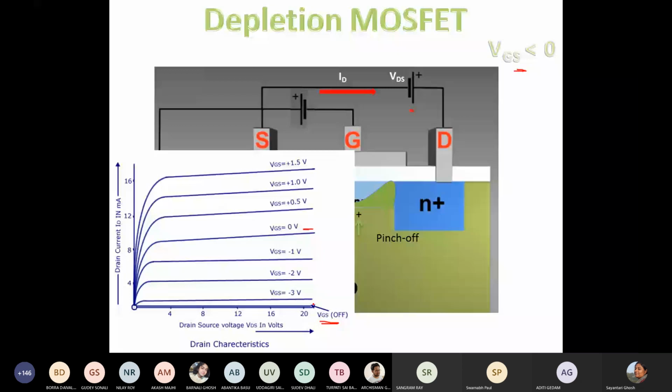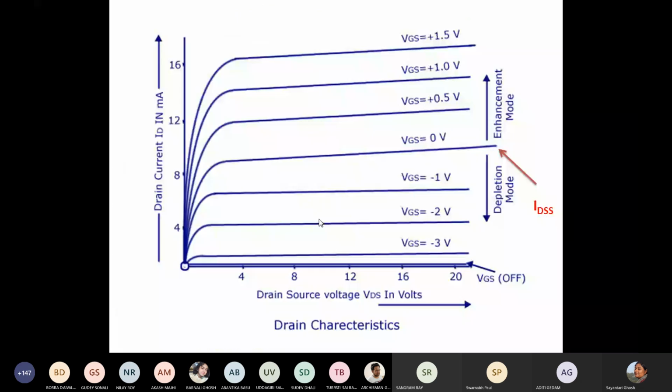Okay, so here let us take a more closer look at the output characteristics that we have drawn. So this is IDSS, the one I am pointing here. IDSS was my VGS equal to 0 graph. So we saw two different modes of operation of this device in the values for positive and negative VGS. VGS equal to positive, this entire region is called enhancement mode, while VGS equal to negative is called a depletion mode.